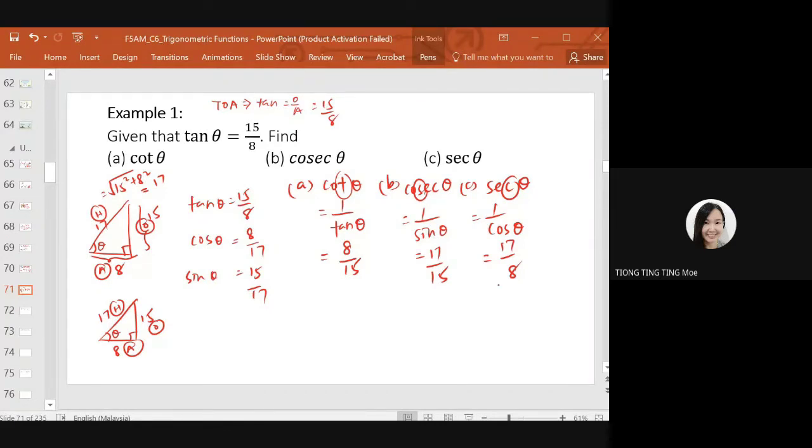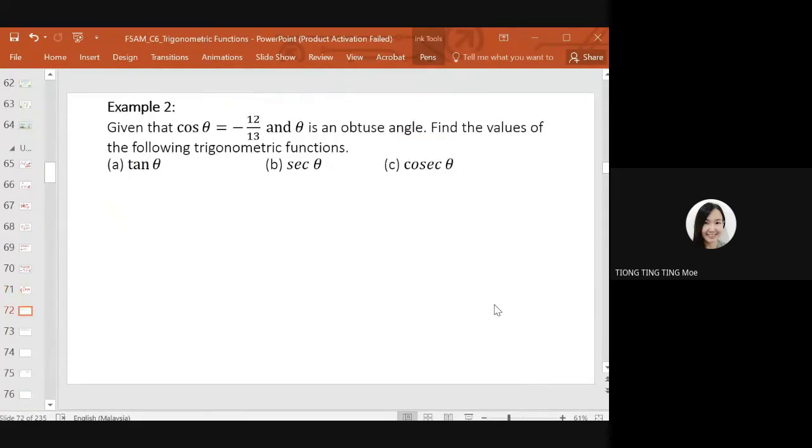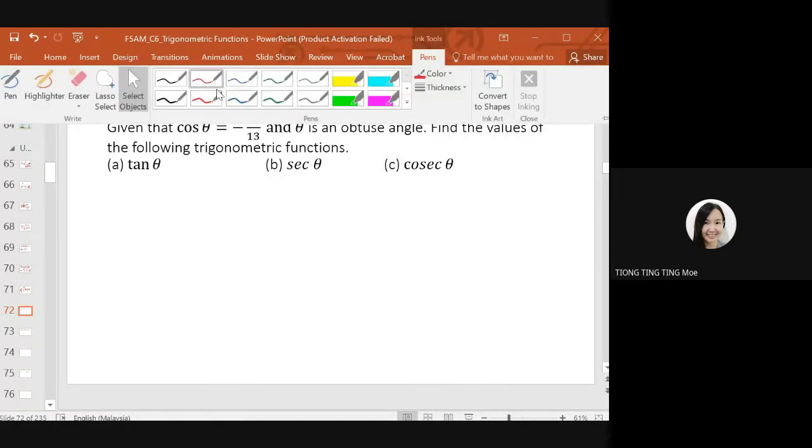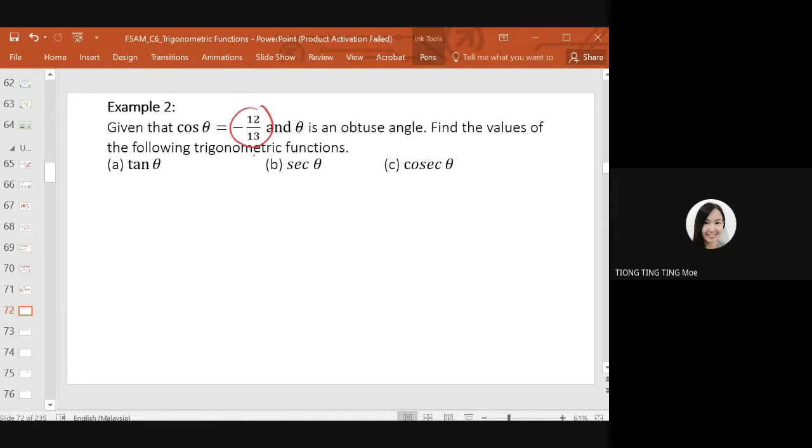This is example 1. So now we go to example 2. See, it gives you the value in fraction form again, and this time the value is negative. Cos theta equals negative 12 over 13, and theta is an obtuse angle. Obtuse means second quadrant, so it will go here.